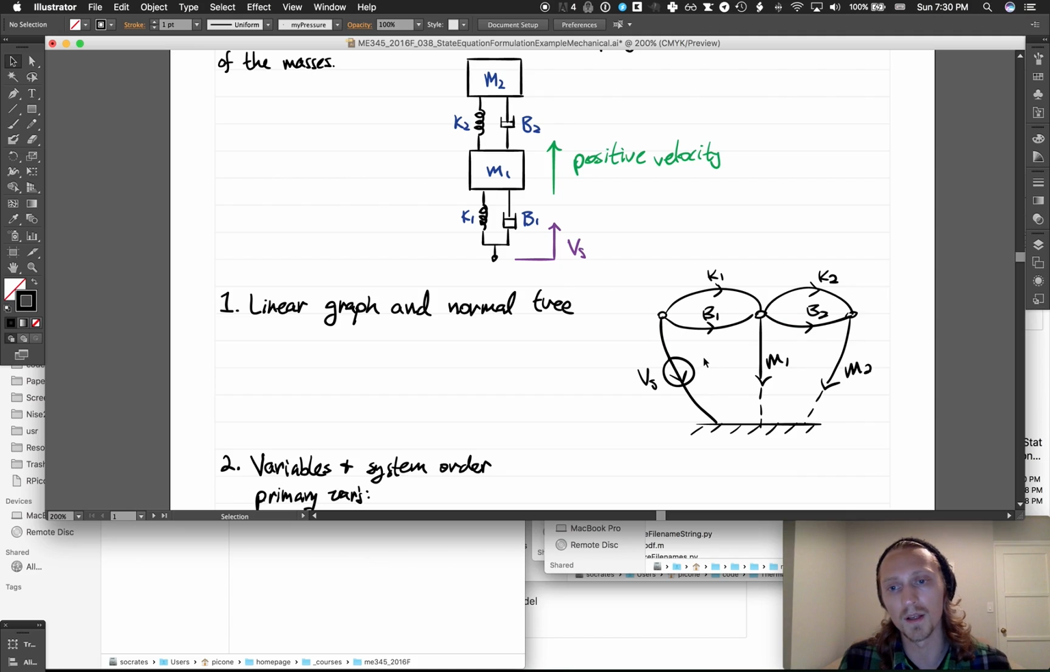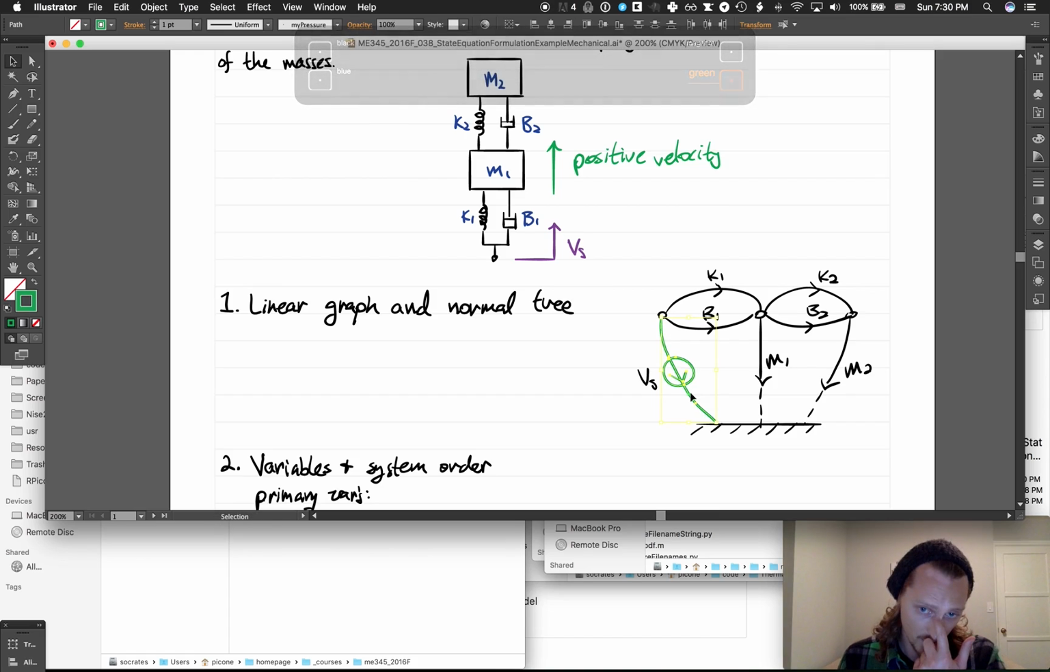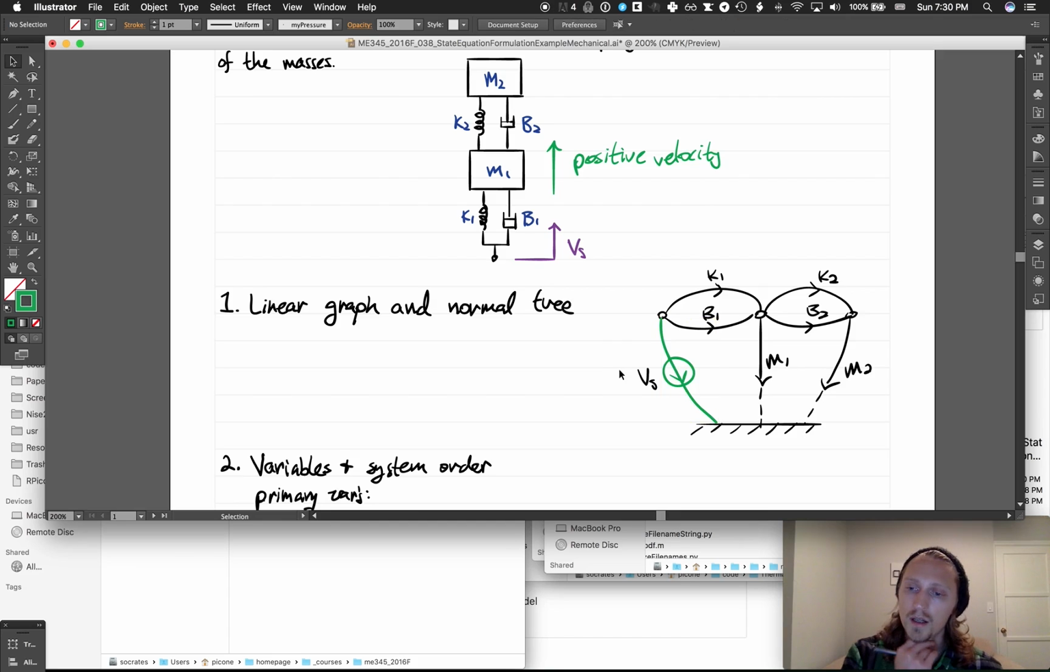So top priority is to select as many as possible across variable sources. So there is that across variable source. There's only one in our graph. Remember our two rules that we can never violate. The first rule is we can't create a loop in the normal tree, and the second is that we have to select as many as possible elements for the normal tree without creating a loop. So there are more that are possible without creating a loop, so we need to continue.